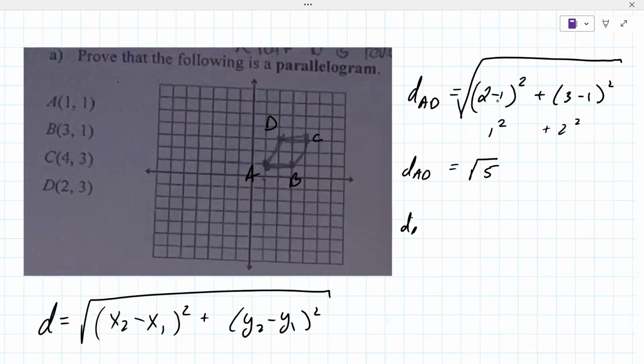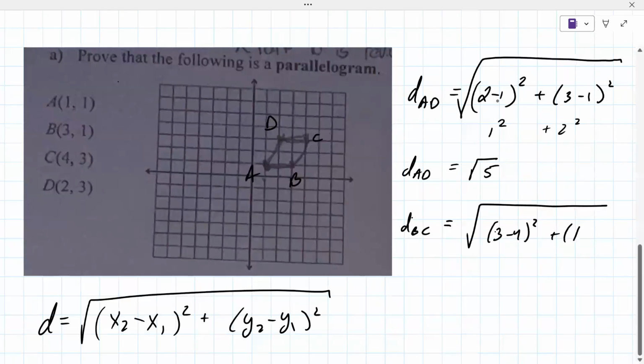All right. So now, what is the distance from B to C? Go ahead and use the distance formula to calculate that. Would it be 3 minus 4 squared and then 1 minus 3 squared? Yeah. And the order actually doesn't matter because you're squaring it. But yeah, 3 minus 4 squared plus 1 squared and 2 squared. What does that end up becoming?